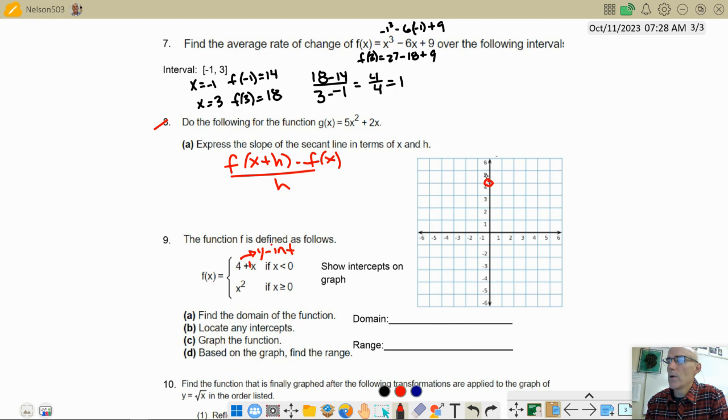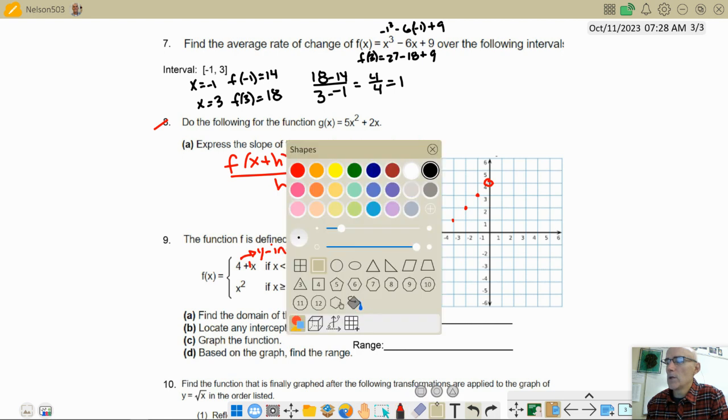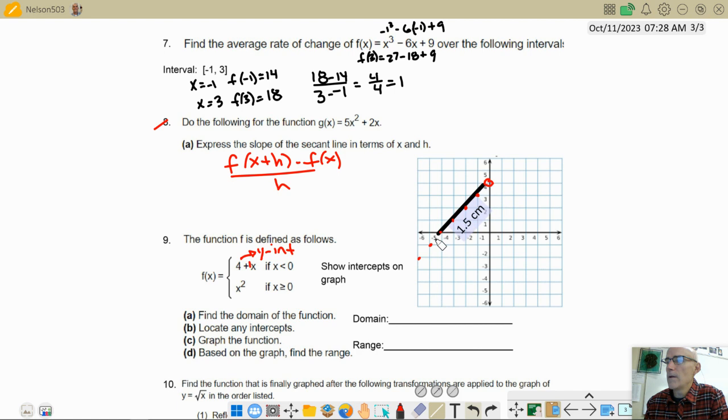So I'm not going up 1 and over 1 because that would take me in the wrong direction. I want to go back this way, right? So I'm going to go down 1, back 1, and do that slope right there. That's the same as a slope of 1, right? So let me grab the little line tool here and see if I can make a line on there. So here is my left side of my graph, okay?